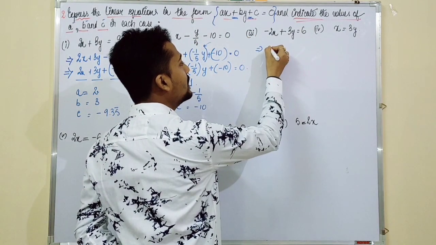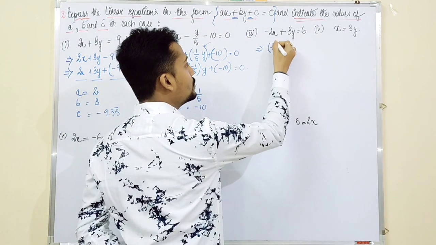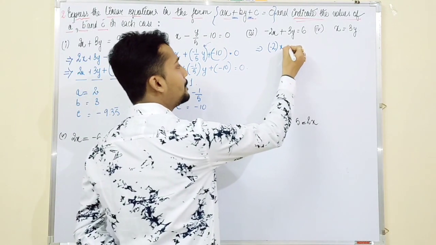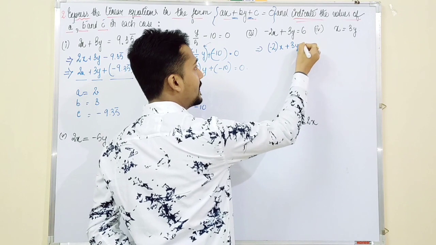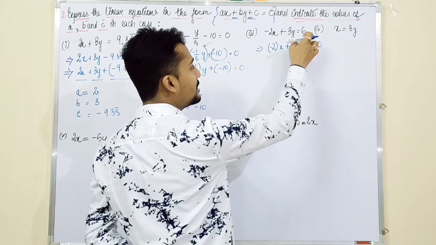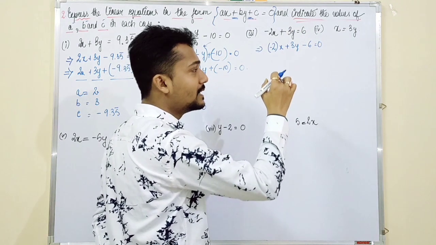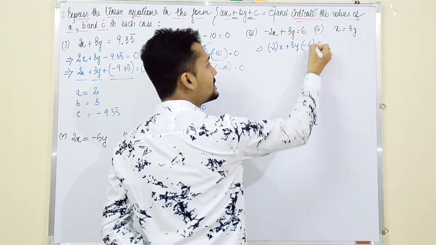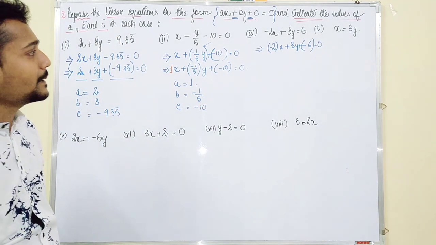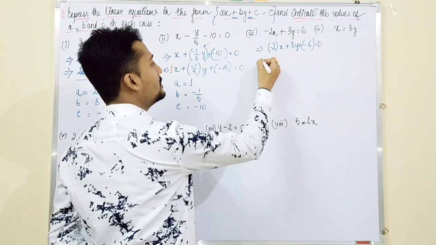Similarly, what we will do? Minus 2x, okay? Then plus 3y minus 6 is equal to 0. If 6 comes to this side, then it will become minus 6. Minus 6 can also be written as plus bracket minus 6, isn't it? So, what can you say from this?